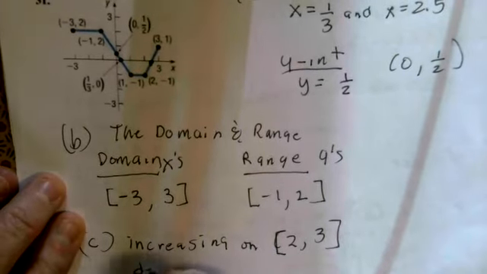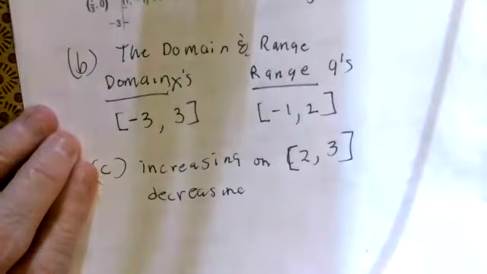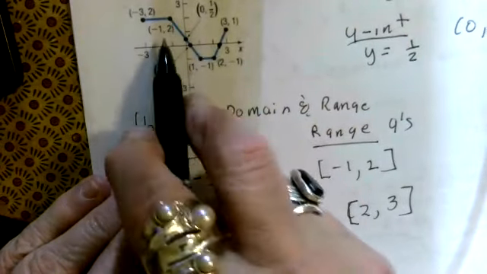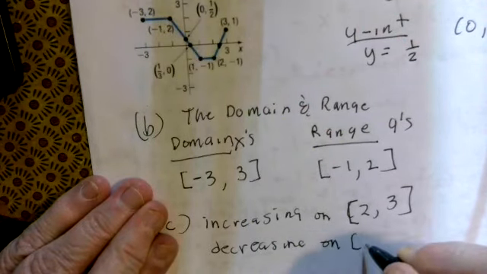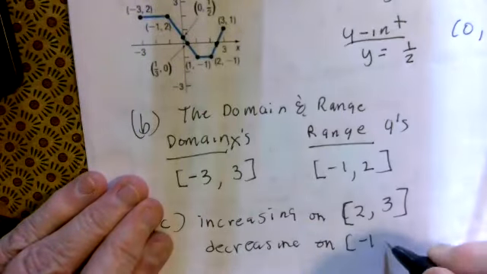Now let's look at where it's decreasing. Okay, so we got to go back up there and look at the function. Where is it decreasing? It's decreasing right here. And let's see, that x value, I believe, is -1. And so it decreases from -1 to 1.